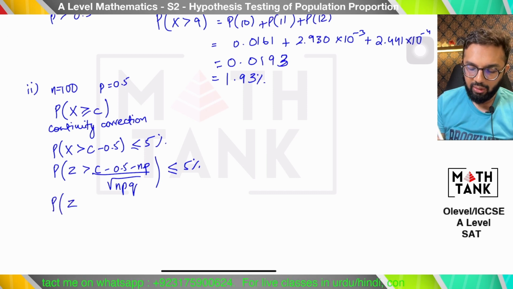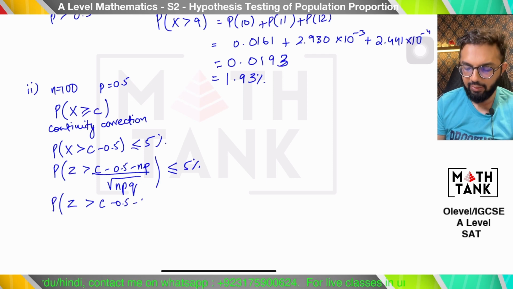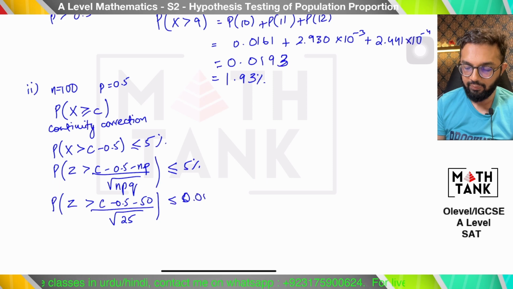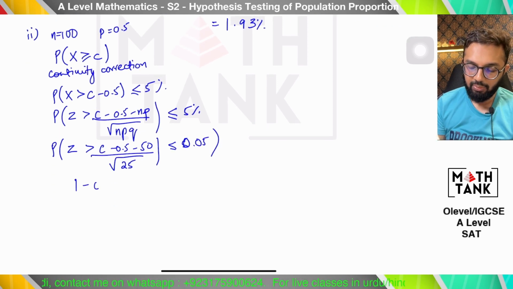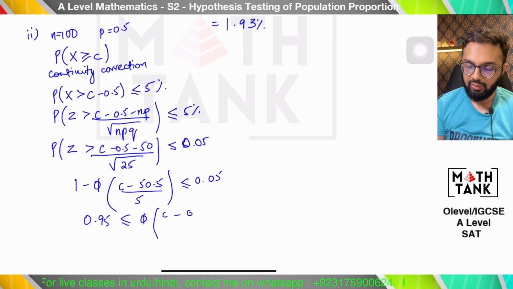So let's see if I can work this through. c minus 0.5 minus np, where 100 into 0.5 will give me 50, and then 100 into 0.25 will give me 25, is less than or equals to 0.05. That gives me 1 minus phi of (c minus 50.5) over 5 is less than 0.05, so phi is 0.95 when I subtract it from 1. I've just changed sides right now, nothing else.